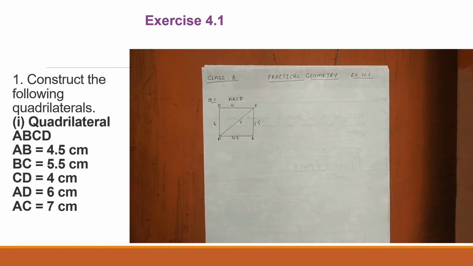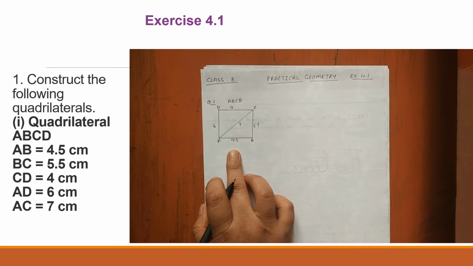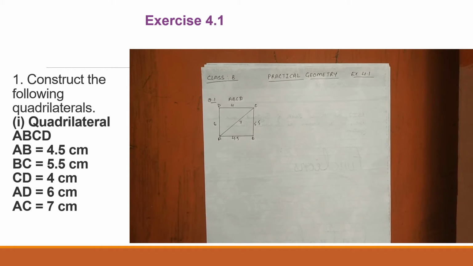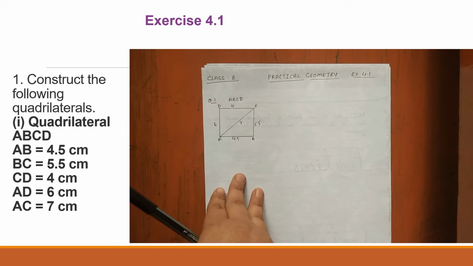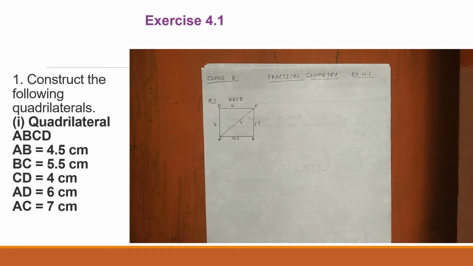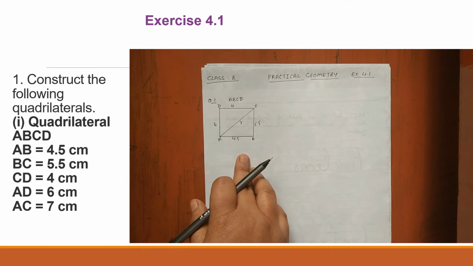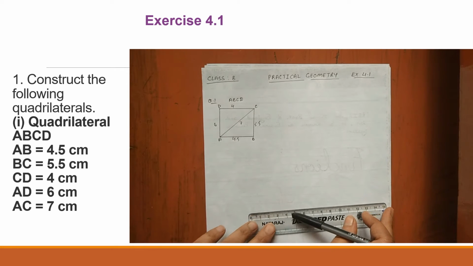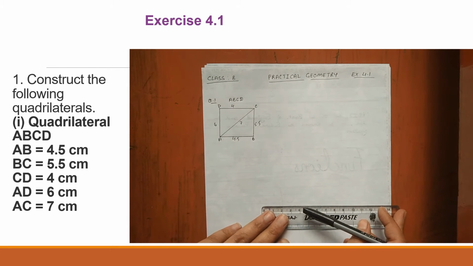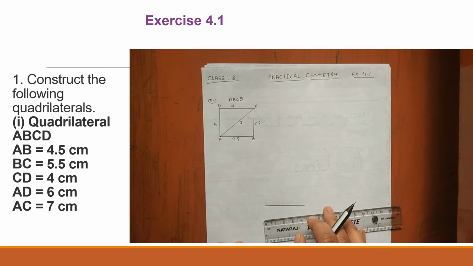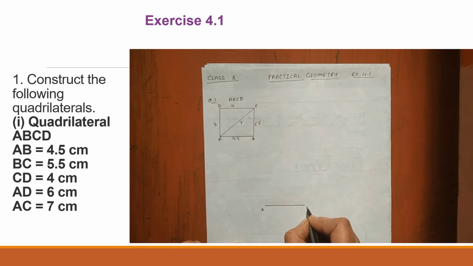As the first step, I have drawn a rough diagram here with all the dimensions given to us. With the help of this diagram, we will construct the quadrilateral. Why is this rough diagram necessary? Because with its help, we can easily construct whatever is required. First, we need to draw a line AB of 4.5 centimeters. Here I am drawing line AB with the help of a scale, 4.5 centimeters.